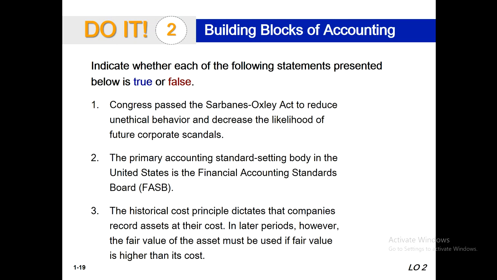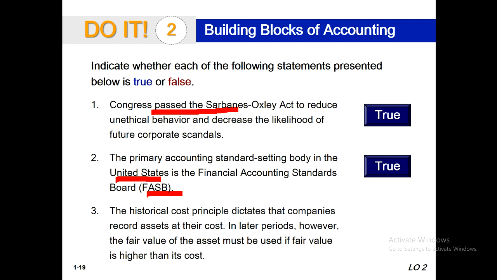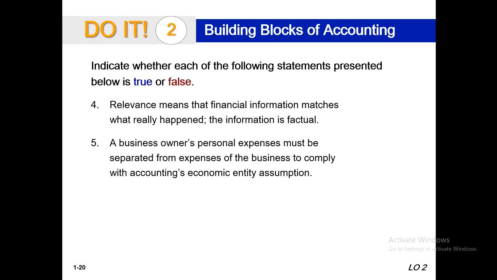Yes, thanks. Now we have some true and false here. Number 1, Congress passed the Sarbanes-Oxley Act. Yes, this is true. Number 2, the primary accounting standard setting body in America, the United States, is the FASB. Yes, I think this would be true. Number 3, the historical cost principle dictates that companies record assets at their cost. Yes, but in a later period, however, the fair value. No, I think this is false. Number 4, relevance means that financial information matches. I think not, relevant means it would be faithful representation, not relevance. This is false. Yes, false.